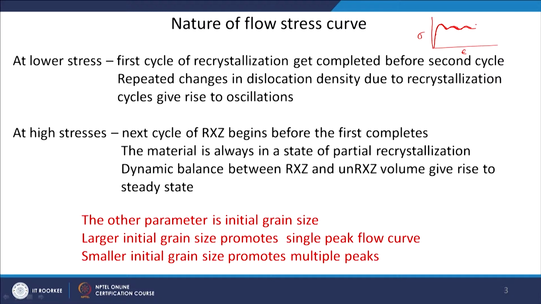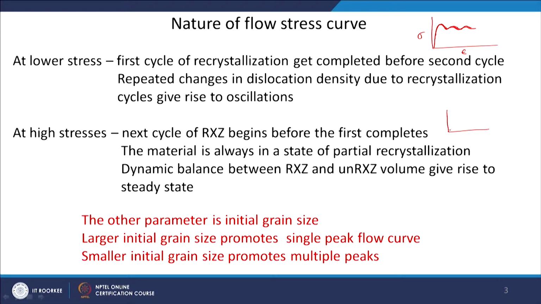So, this repeated change in dislocation density, which increases and then, after recrystallization, decreases, gives rise to these oscillations. Whereas, if you see a single broad peak, what happens is that after the first recrystallization cycle, before it completes, the next recrystallization cycle starts in the already recrystallized grains.